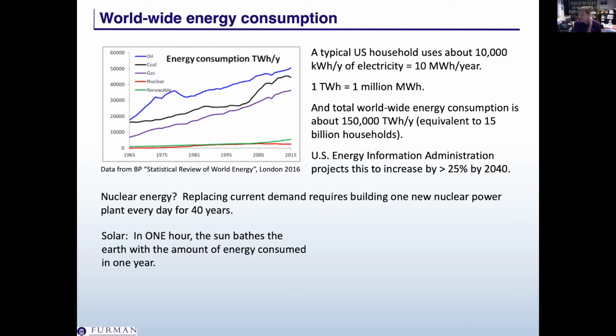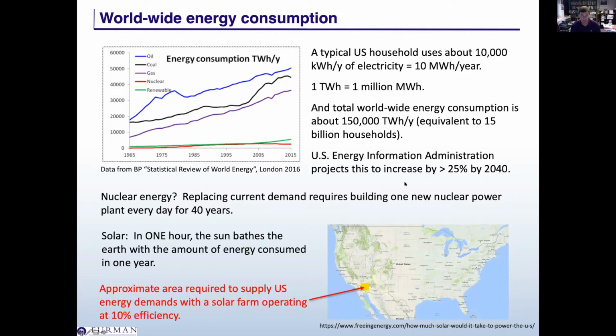This talk is about solar, and so I just want to point out that in a single hour, the sun bathes the earth with the amount of energy that we consume in 1 year. Now, clearly we can't use all of that efficiently, but it just gives you an idea that in 1 hour, the sun gives us the same amount of energy as we consume in 1 year. In other words, 150,000 terawatt hours.